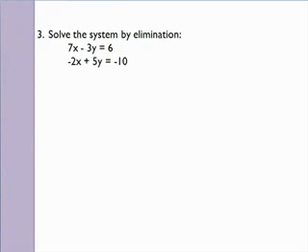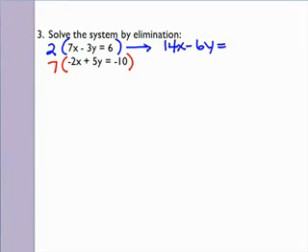When we move on, we do it by elimination. So we're looking at these, and to eliminate a variable, I'm going to eliminate the x. So I'm going to take the top one and multiply it by 2. And I'm going to take the bottom one, and I'm going to multiply it by 7. So the first one, when I multiply by 2, I get 14x minus 6y equals 12.